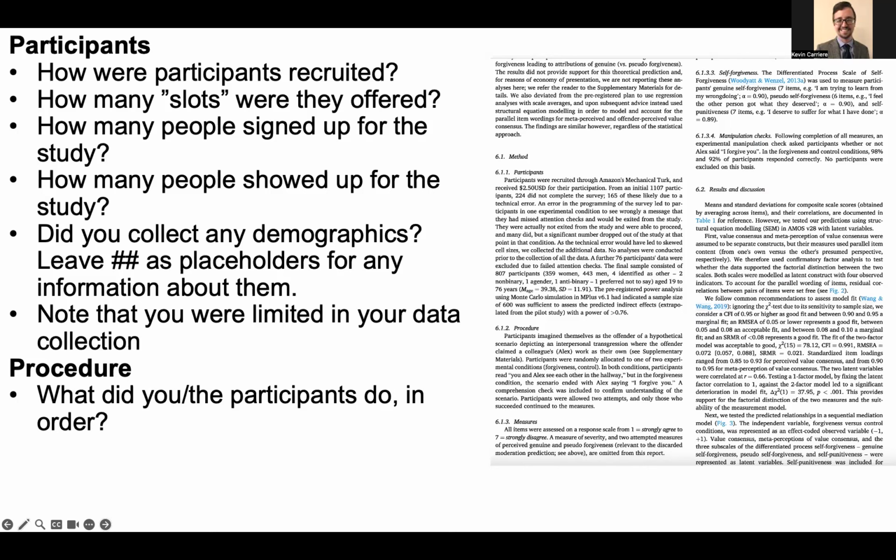You can fluff this up by adding as much detail as you can. So I suggest, for example, keeping track of how many people signed up for your study, as well as how many people actually showed up, because you're going to get people who sign up and then don't show up. Did you collect any demographic information? Here's where you would report it. Again, we would just use hashtags for now because we don't know what those answers are. If you didn't, that's fine. You just want to have that sentence. Okay.